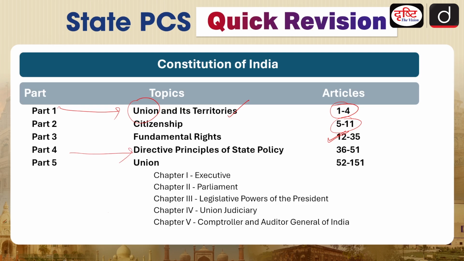Then you'll be seeing Part 5, that is talking about the union government. There are Article 52 till Article 151, we are having these provisions for the union government. In this there are various chapters, that is 1 to 5, which is talking about the executive, parliament, legislative power of the president, union judiciary and CAG. So I hope that is clear.